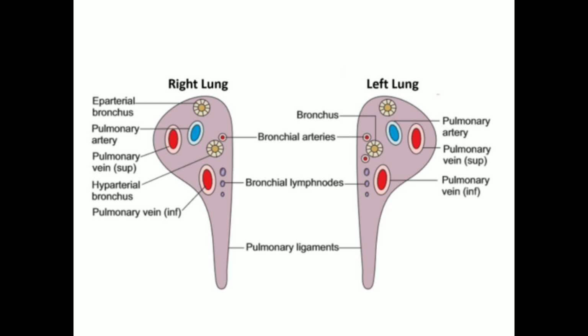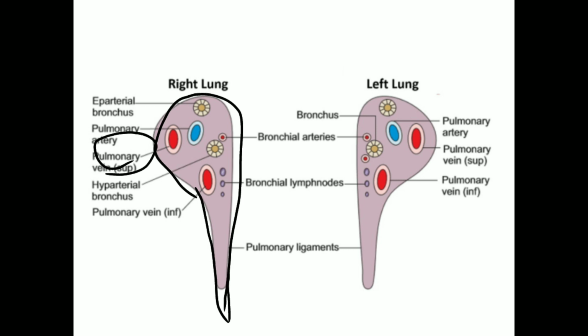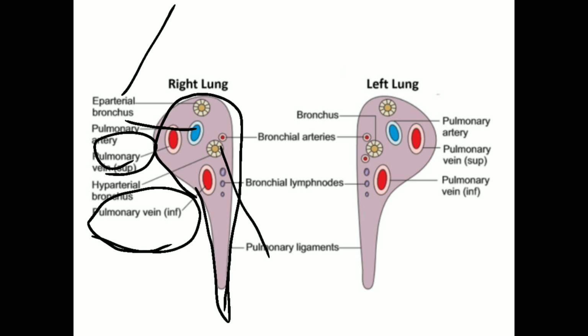Okay. What you are looking at here is the hilum of the right and the left lung. The hilum of the right lung consists of the superior pulmonary vein, inferior pulmonary vein, then the pulmonary artery, and the bronchi, the epiarterial bronchus and hyparterial bronchus. You can clearly see the two pulmonary veins, superior and inferior, the pulmonary artery, and the two bronchi here.